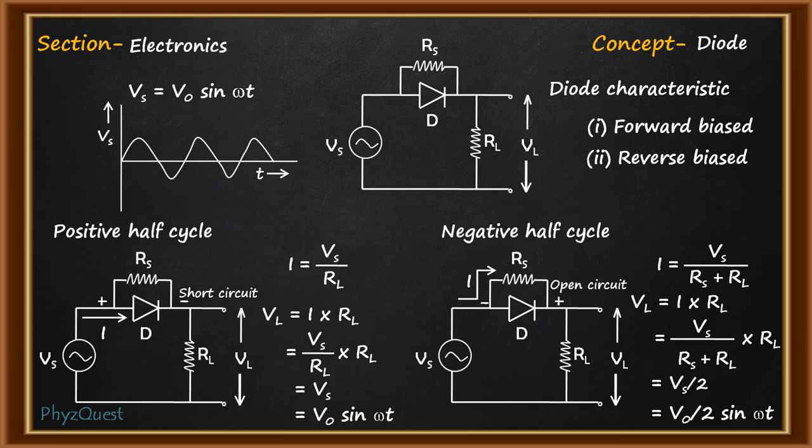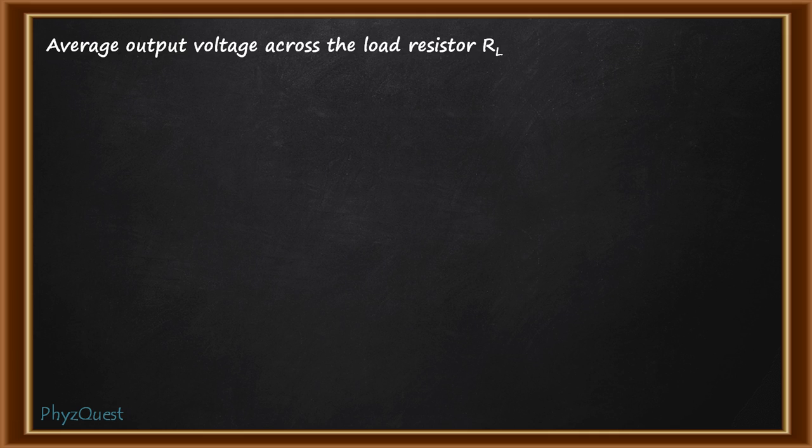So we have got the output voltage across the load resistance RL during the positive and the negative half cycle. But the question here is we have to calculate the average output voltage across the load resistor RL. So how to do the average? In any average value, whether voltage or current, in the case of a sine wave, it is defined as the area under the waveform with respect to time.